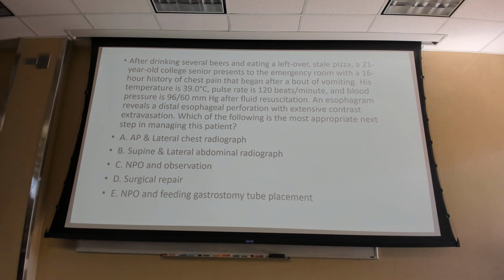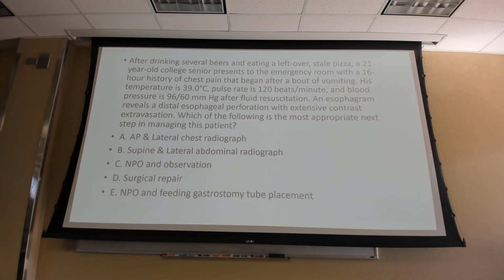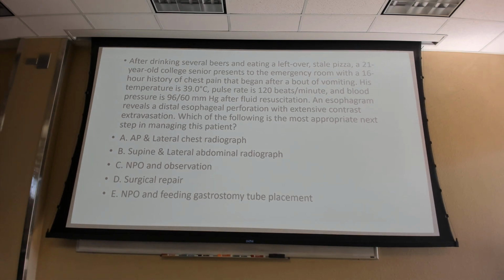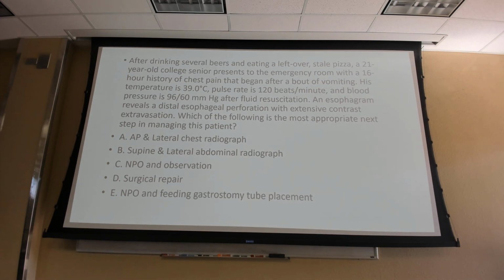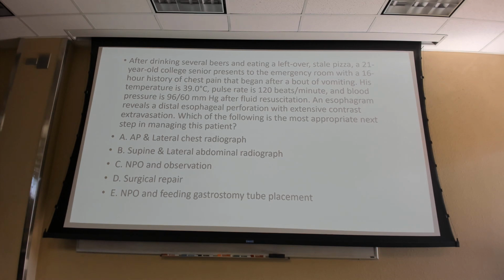All right, I've got another patient, a 21-year-old, drinking several beers, eating leftover stale pizza, presented to the ER with 16 hours of chest pain that started after vomiting. And those are his vitals, so does that look stable? No, probably not. Okay, so we gave him some fluid resuscitation. Esophagram reveals distal esophageal perforation with extensive contrast extravasation. What do we think is going to be the management for this one? Yeah, surgery.